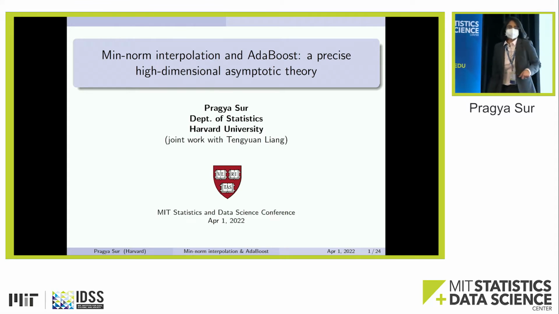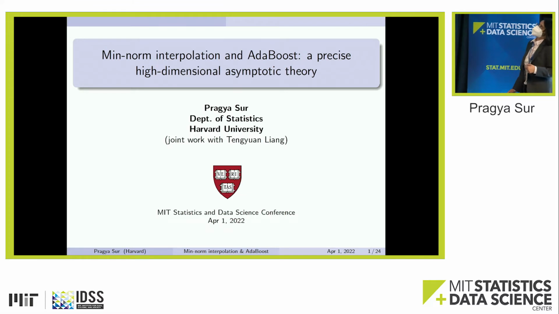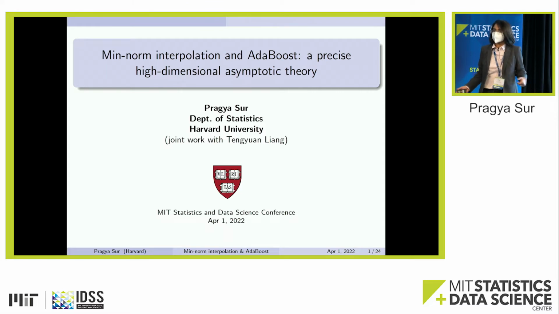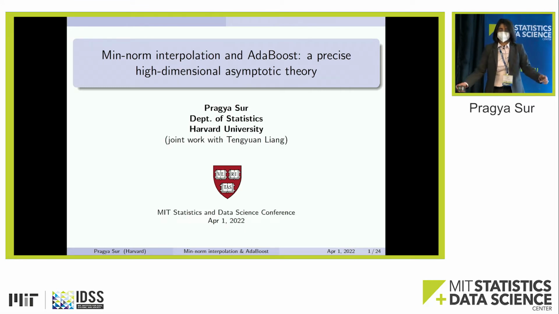So today, I'm going to talk to you about two central objects in machine learning. The first object is what is known as min-norm interpolation. What are interpolators? These are classifiers or regression functions that achieve zero training error. And min-norm interpolators are just a special kind of interpolators, which we'll talk about today. Min-norm interpolators have been the real big deal in machine learning theory in the past few years.